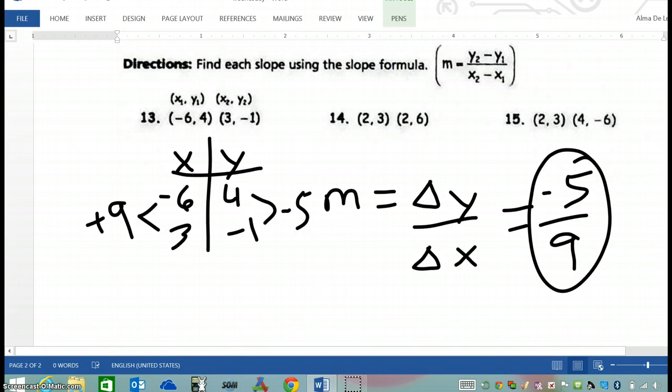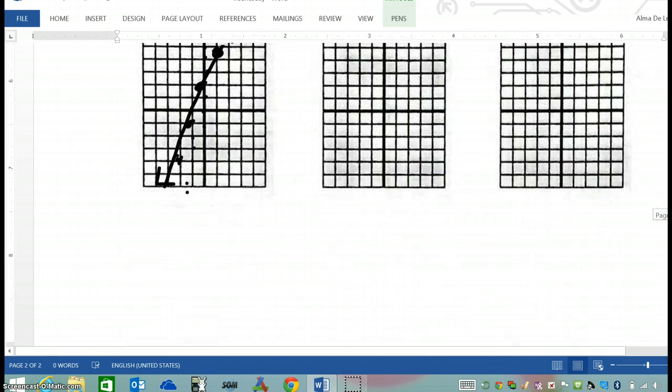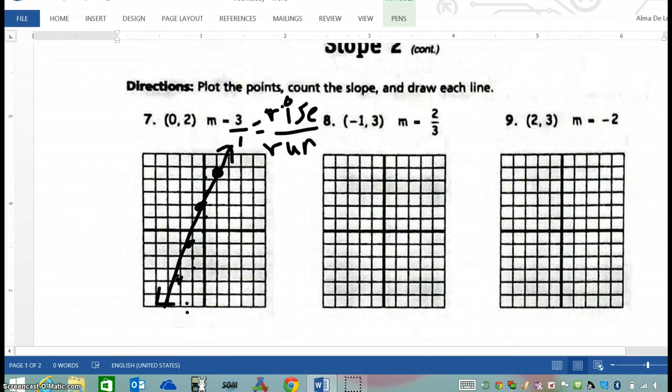So graph your points. You're given a point, plot that point, and then decide whether your line is going to go up or down based on the sign of the slope, and see if your answer makes sense.